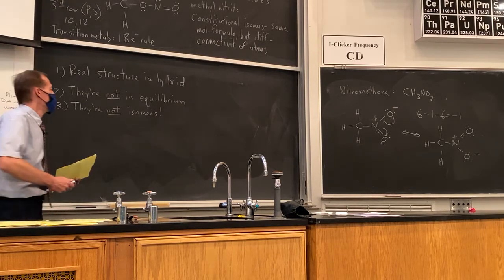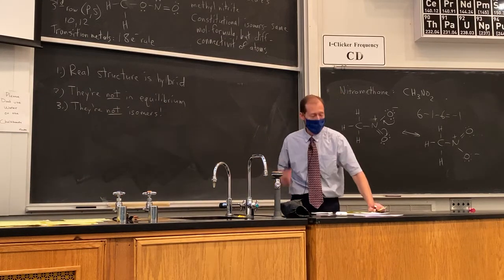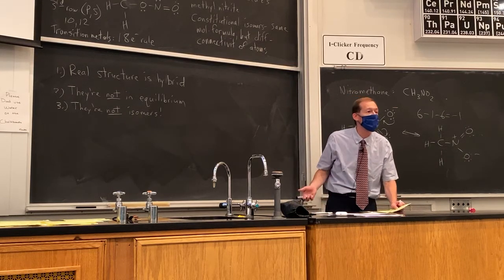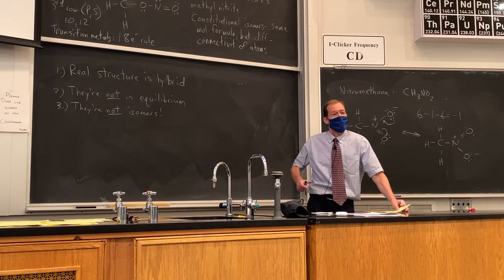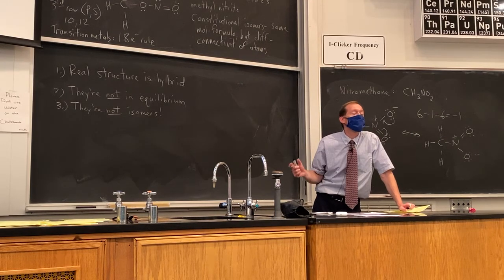Okay, so let's go over some rules relating to resonance structures. We'll call them the rules of resonance. There's about 6 of them that we'll go through that will help us in drawing resonance structures and also help us when we compare resonance structures.